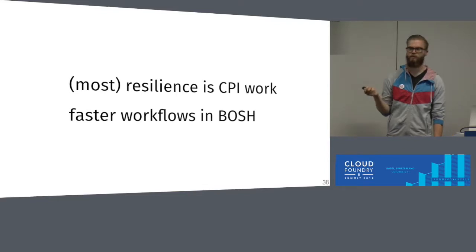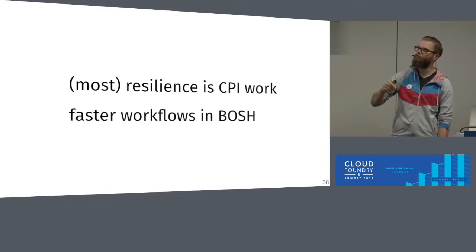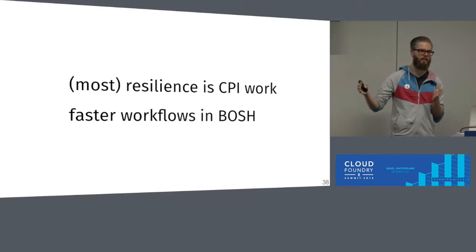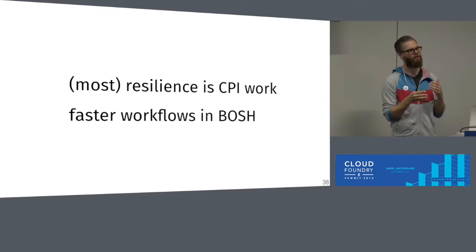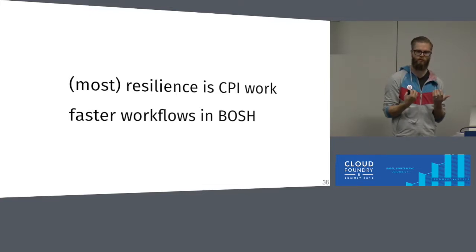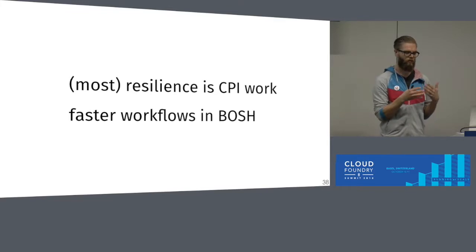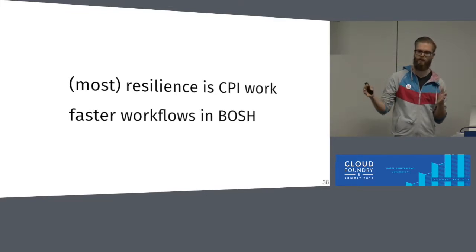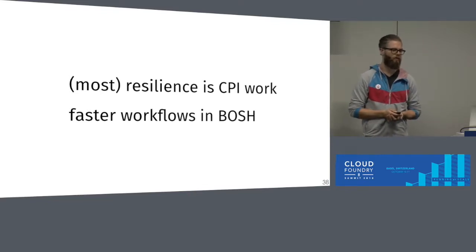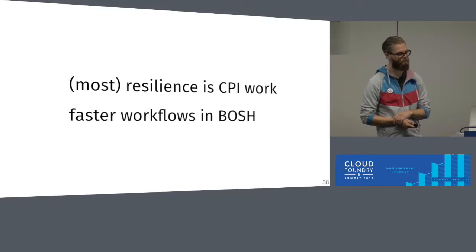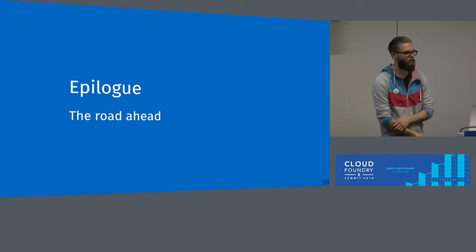What we can also try to do is improve the workflow in BOSH. And one of the examples is the create, update, delete VM strategy, where BOSH creates your new VMs first before taking down the old ones. And that means it can create all of the new VMs in parallel, and you don't have to spend that time waiting for any serialized processing that happens afterwards. OK, so how do we get there?